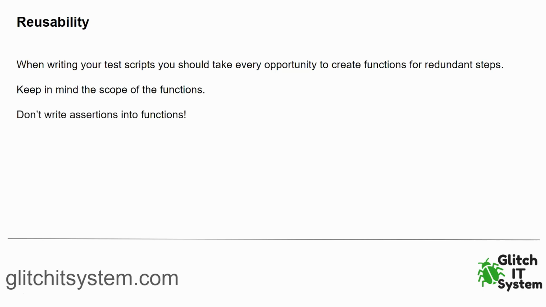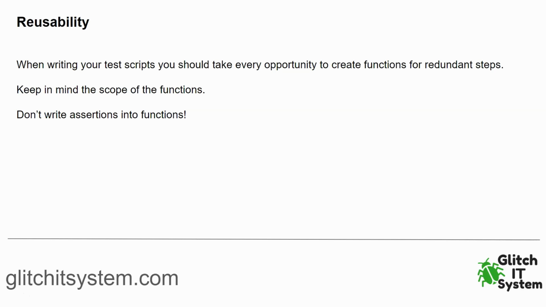All right. And then the other thing is, don't write assertions into functions. So assertions are basically your verification point. So it's like verify that the button says submit, or assert that the button says submit. It's the same thing. So that's what an assertion is.